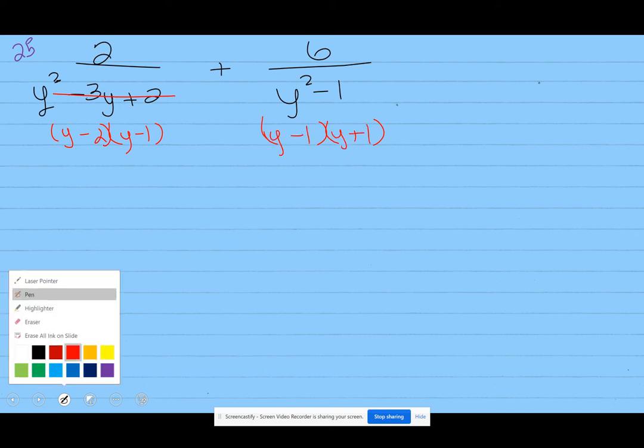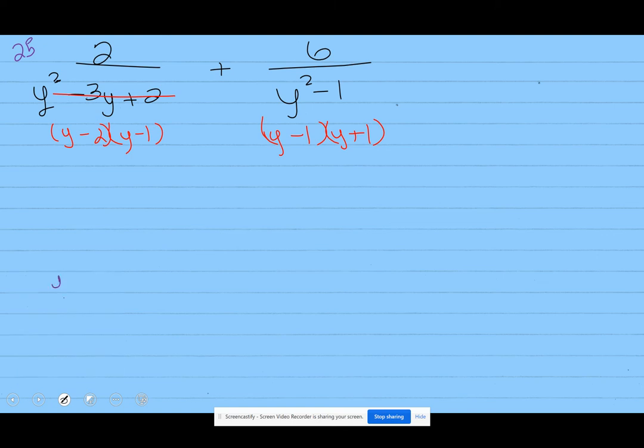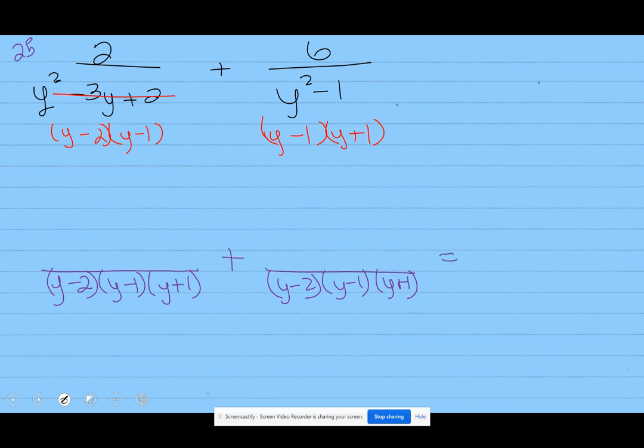So now my common denominator is going to be y minus 2, y minus 1. Take all of the first one and then go to the second one and say, what else do I need? I need a y plus 1. So the common denominator I can just write a bunch of times. Once for the first fraction, once for the second fraction, and then once for my answer fraction.